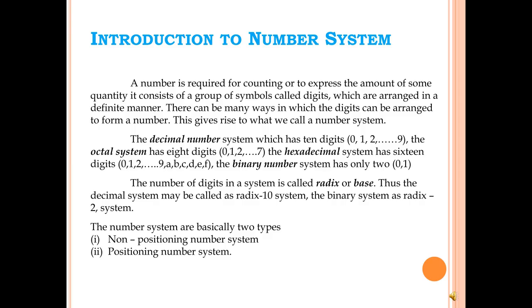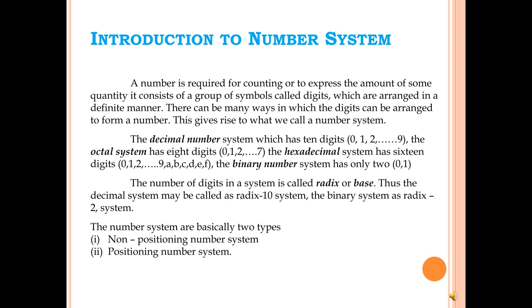Basically, what can we introduce in number system? What exactly is the number system? A number is required for counting or to express the amount of some quantity. It consists of a group of symbols called digits, which are arranged in a definite manner. There can be many ways in which the digits can be arranged to form a number. This gives rise to what we call a number system. In simple language, we have to understand that a number system is nothing but a collection of numbers. It can be any kind of number.